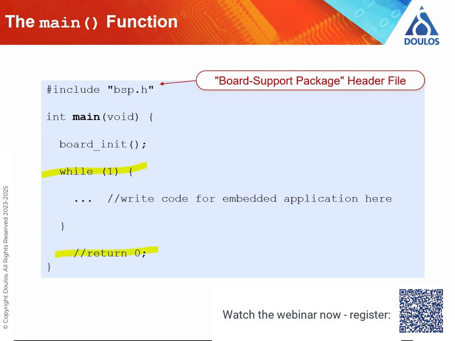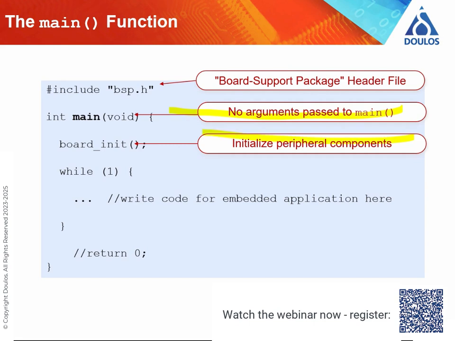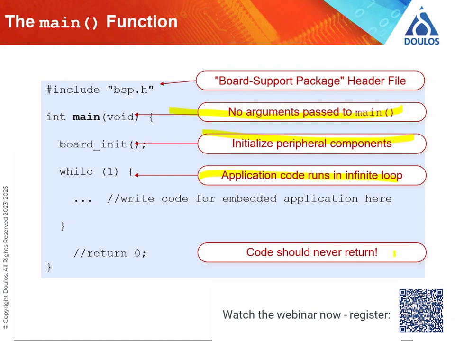So we don't, strictly speaking, have to have a return value. You can put the return value in there if you like for good practice, but you should never reach that return statement. It's not like a regular C program where at the end of the program you return back to the operating system. Just to summarize, there's no arguments passed into main. We've got a block of code for initializing peripherals, and then we've got our application, and the code never returns.